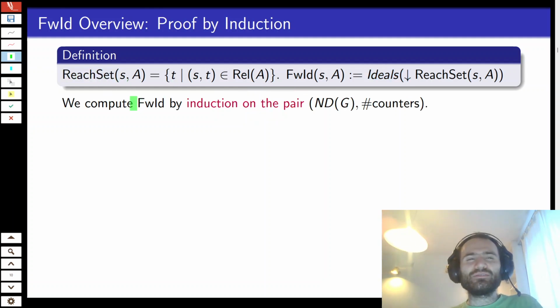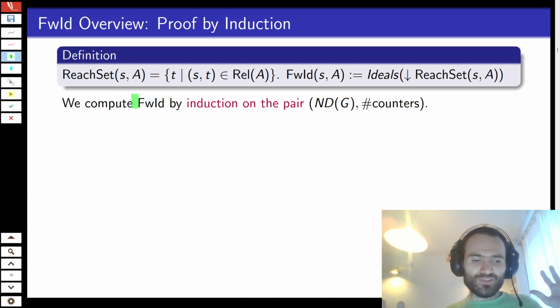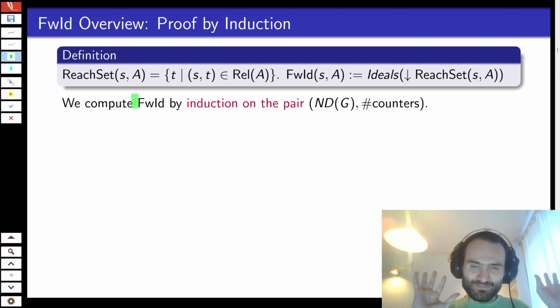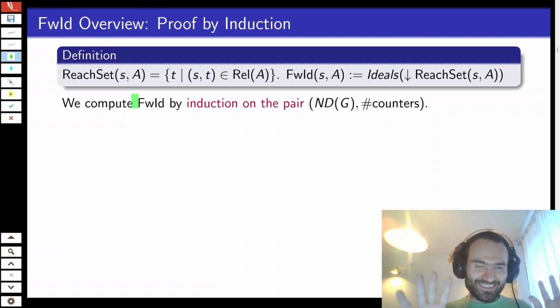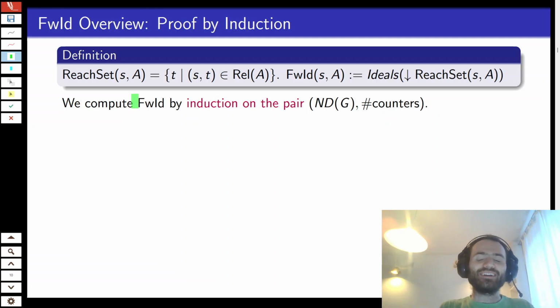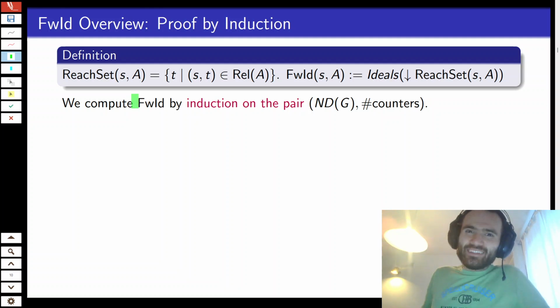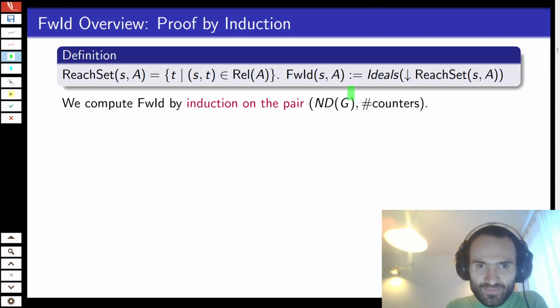Okay, so let's start with the overview, and this is really the most important part. I'm trying to not be too fast here, even though I'm very excited, because this is the point that needs to be understood very well in order for you to understand the rest. This can be the most beautiful part of the whole algorithm or the most ugly, depending on how well you manage to listen to me for the next 2 minutes. So, we compute forward ideal by induction on the following pair.